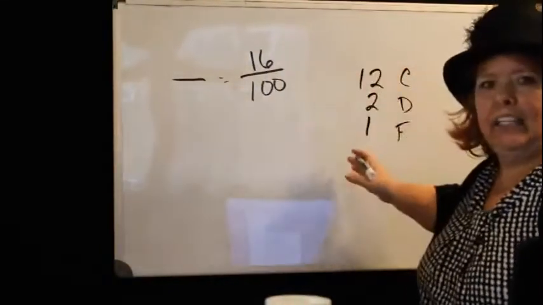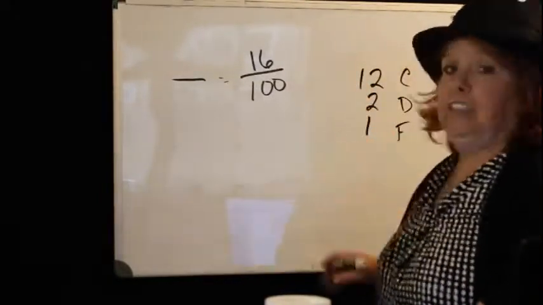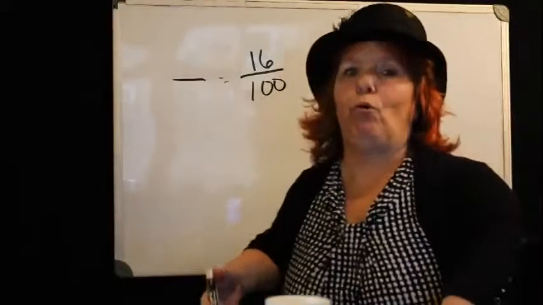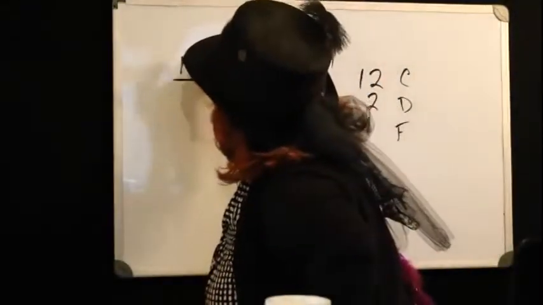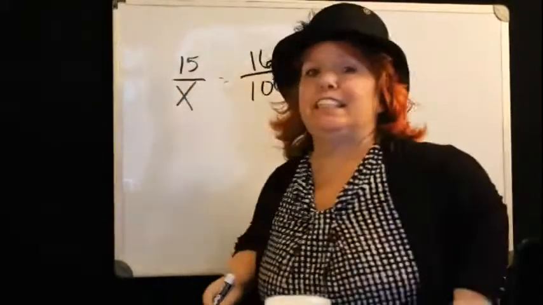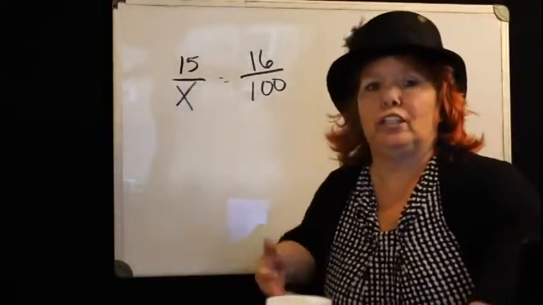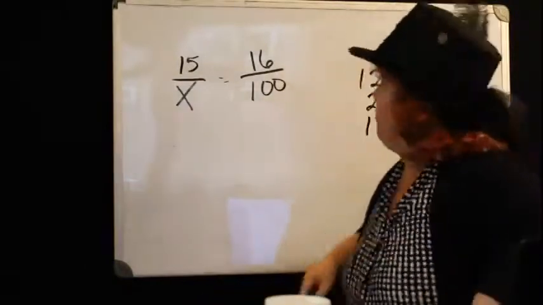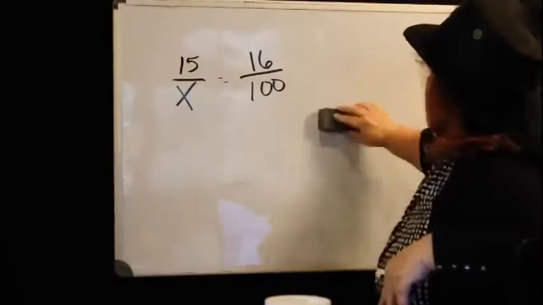I need to add these together, right? So 12, 13, 14, 15 students got a C or less. Okay? So that gives me this information. What information is missing now is how many students took the test. All right? So go ahead and erase that. We don't need that information.